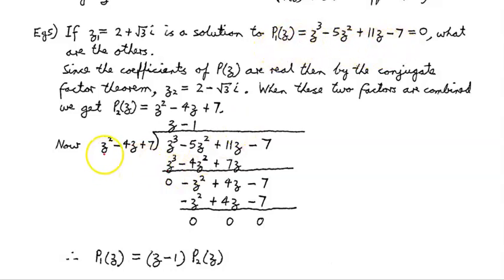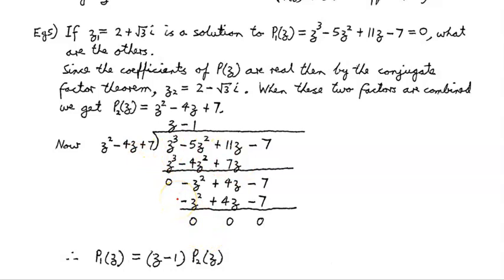Dividing lead terms in, z cubed divided by z squared is z. Then we multiply z by this object here, so z times z squared is z cubed, z times minus 4z is minus 4z squared, and z times 7 is 7z, and we subtract that from the original up here. So z cubed minus z cubed is 0, minus 5z squared minus minus 4z squared just gives us minus z squared, 11z minus 7z gives us 4z, and minus 7 minus 0 just gives us minus 7.